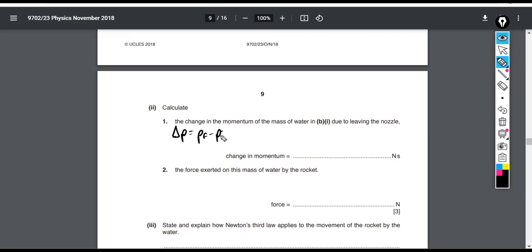So we just calculate the final momentum. I think we're done, right? Change in momentum is whatever this is minus 0. It had 0 momentum to start with. It was at rest. So the final momentum is just mass times velocity.